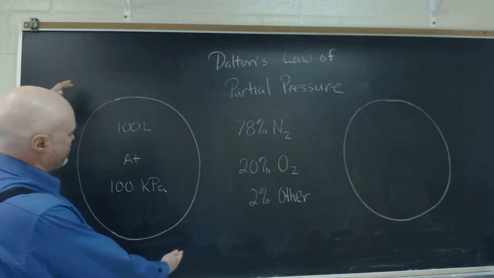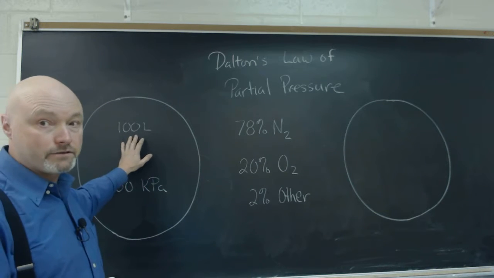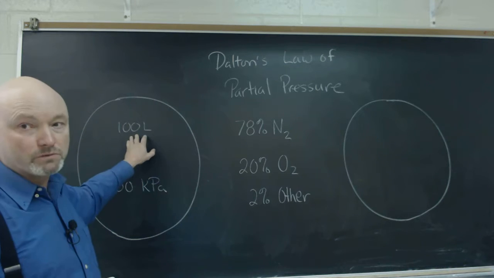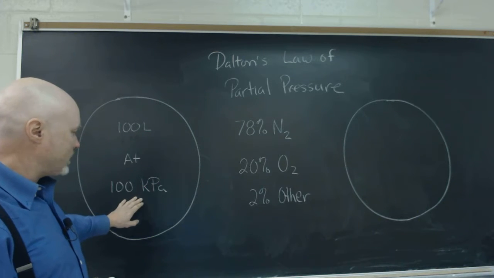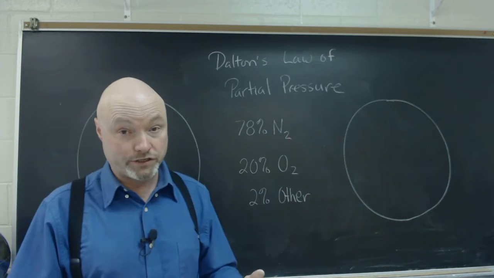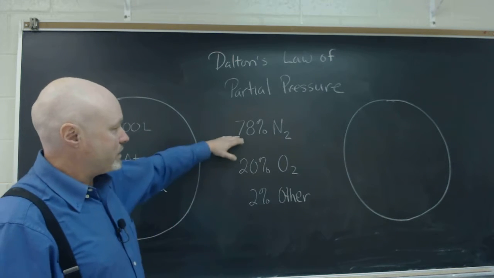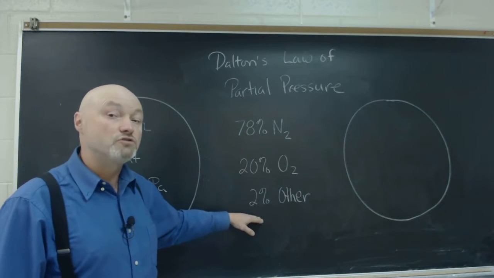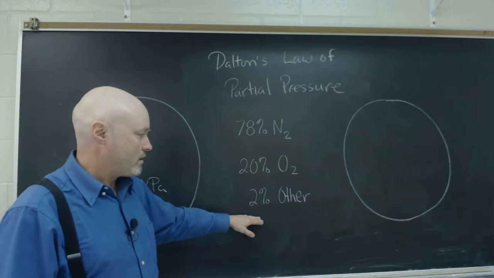So let's say we have a big balloon. It's 100 liters of air. It's a little bit more than 4 moles of air at standard temperature and pressure. And for the sake of argument, we have 100 kilopascals of pressure. Now, standard air is about 78% nitrogen, 20% oxygen, and 2% other.